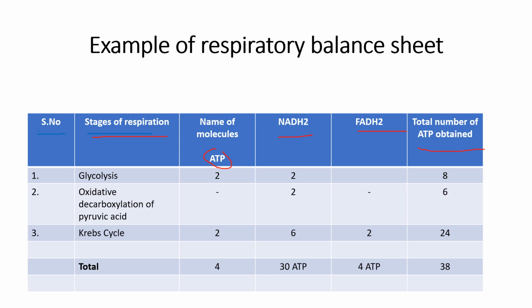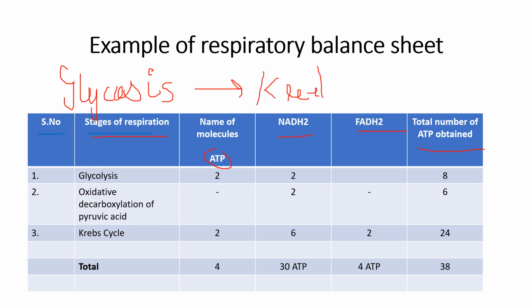So first, in the process of glycolysis, we will discuss the cycle. Basically, the cycle for the respiratory balance sheet occurs like this. There is a process of glycolysis. This is a very systematic process, and it will run in this way only: first glycolysis, then the Krebs cycle, which is also known as the citric acid cycle, and then the ETS, that is the electron transport chain system.